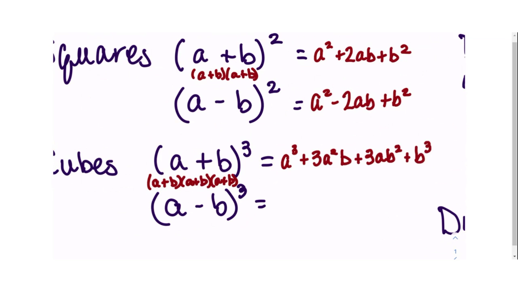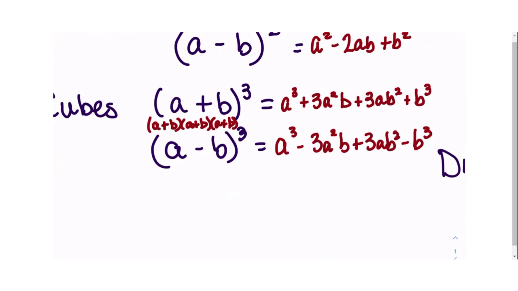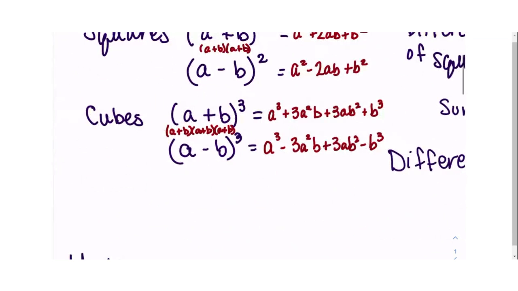Similarly, when we do (a subtract b) squared, I meant to say cubed. So (a subtract b) cubed, you would have a cubed subtract 3a squared b plus 3ab squared subtract b cubed. Now, these things are fantastic as far as making your life a little bit faster.